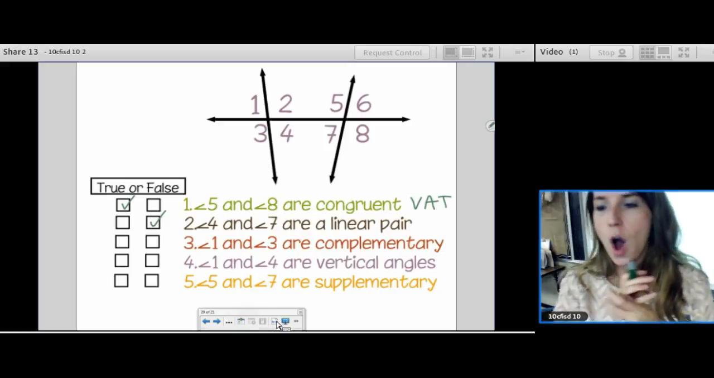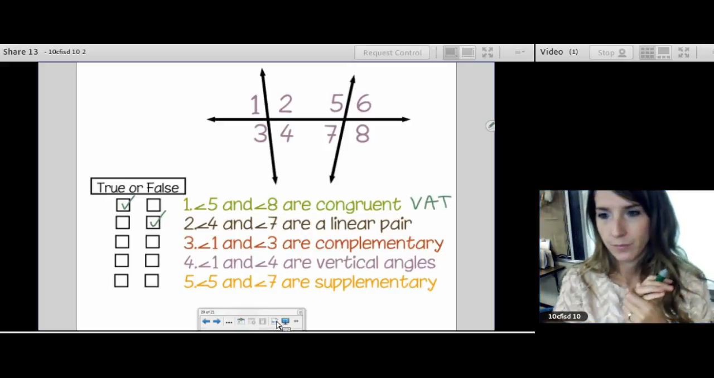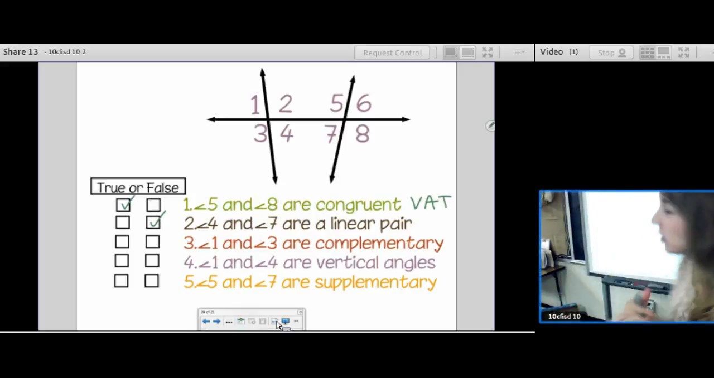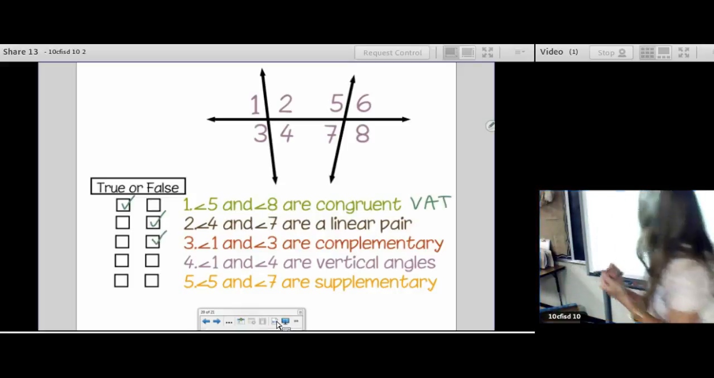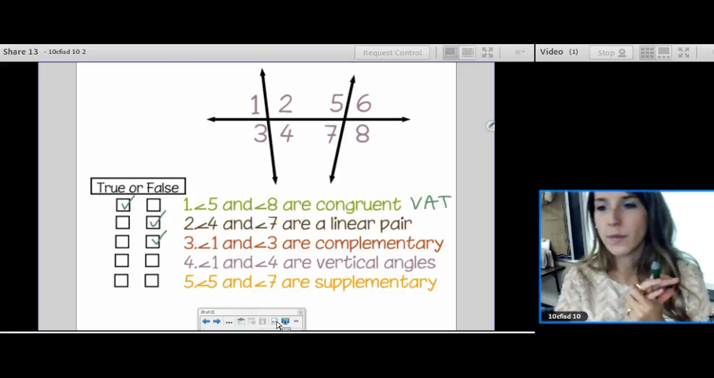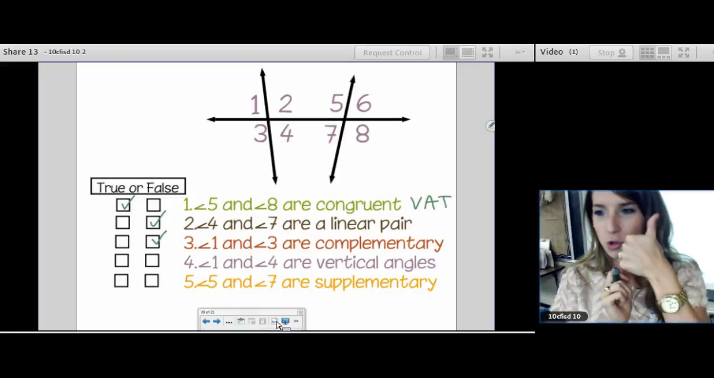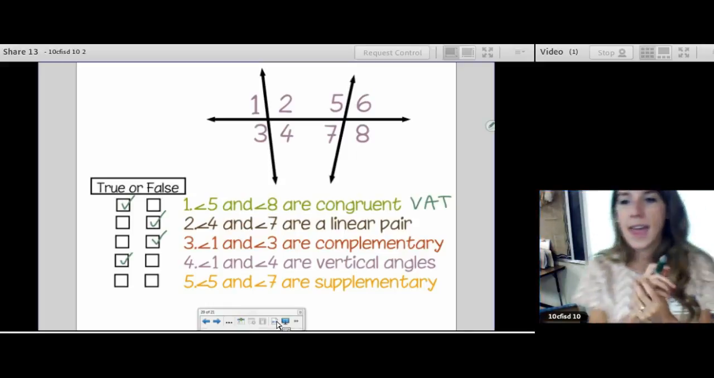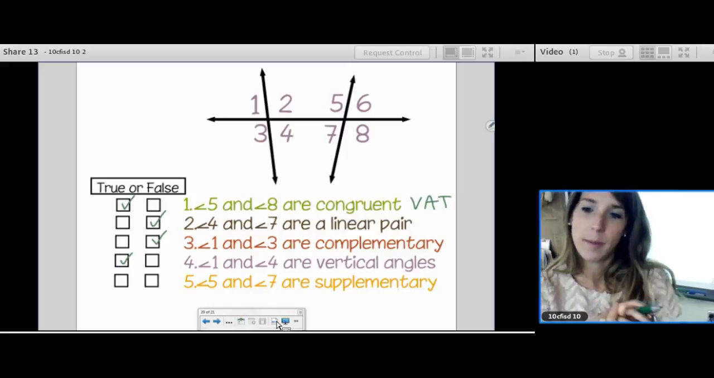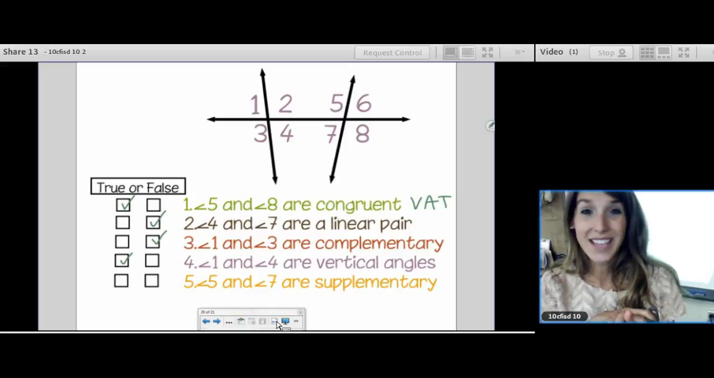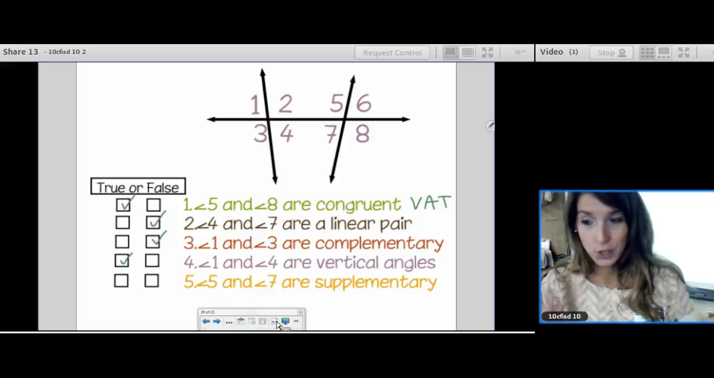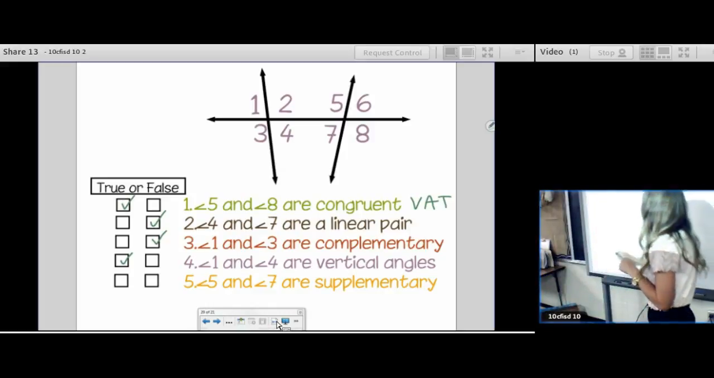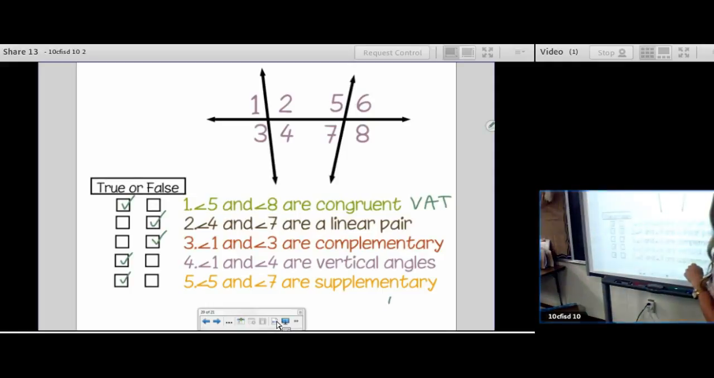1 and 3 are complementary. What are they? Supplementary, right? False. 1 and 4 are vertical angles. True. There's no theorem for that. That's just a definition. And 5 and 7 are supplementary. 5 and 7 are a linear pair. And if two angles form a linear pair, then they are supplementary. So very good. That is the linear pair theorem.